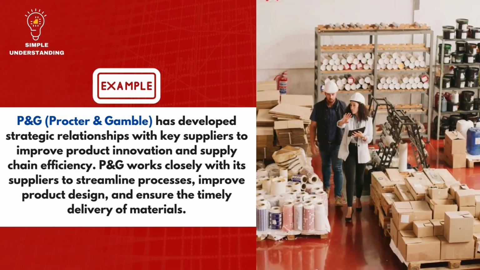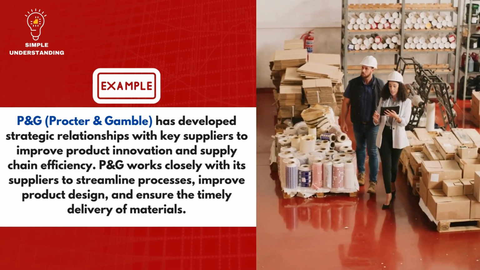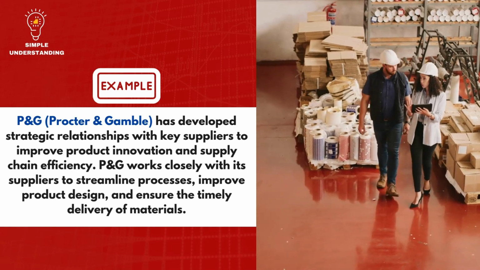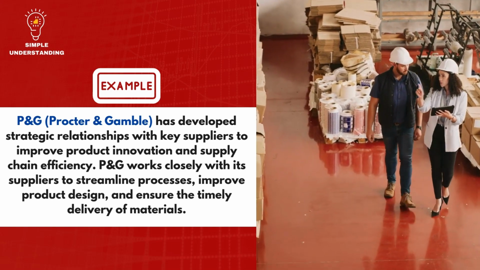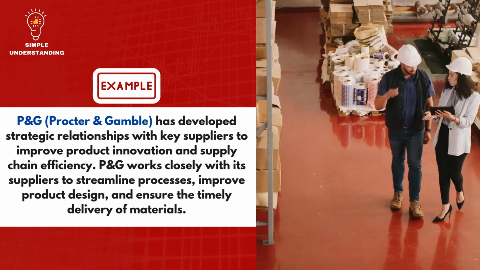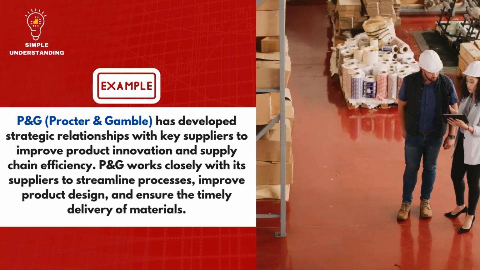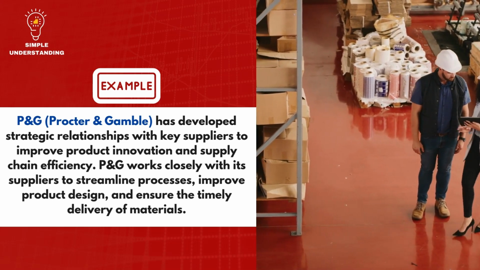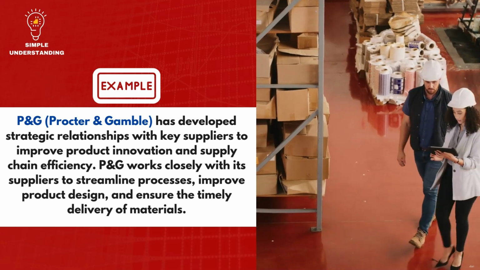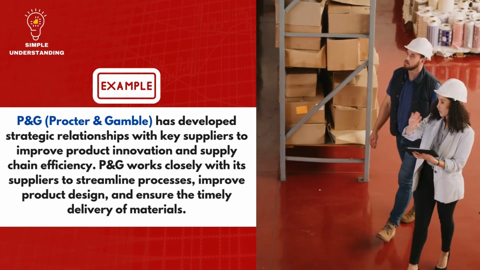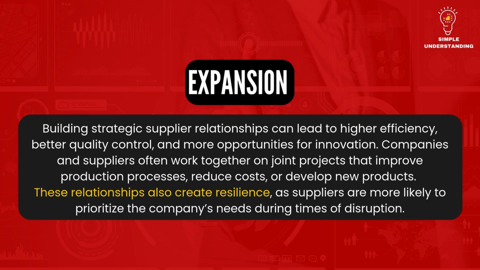P&G, Procter & Gamble, has developed strategic relationships with key suppliers to improve product innovation and supply chain efficiency. P&G works closely with its suppliers to streamline processes, improve product design, and ensure the timely delivery of materials. Expansion. Building strategic supplier relationships can lead to higher efficiency, better quality control, and more opportunities for innovation.